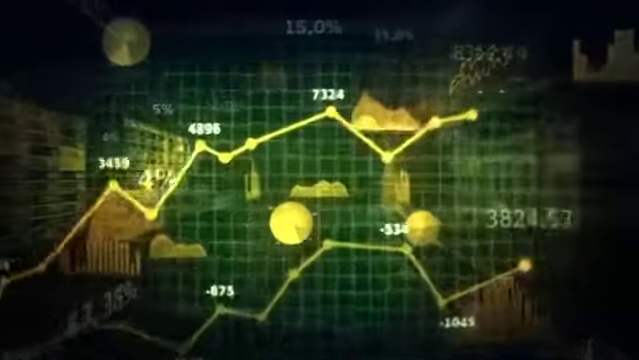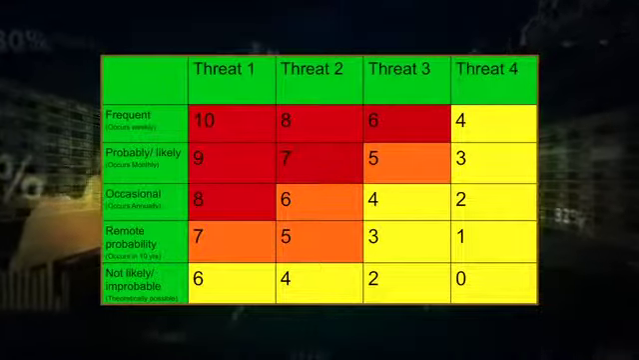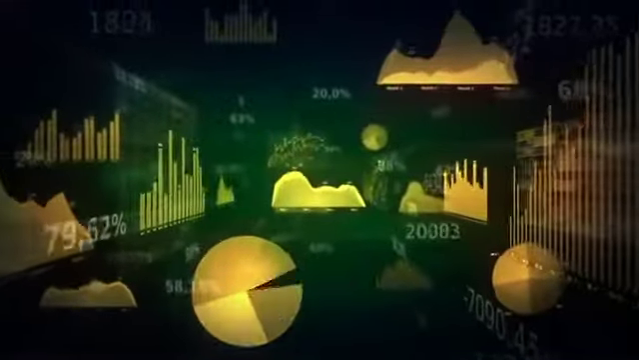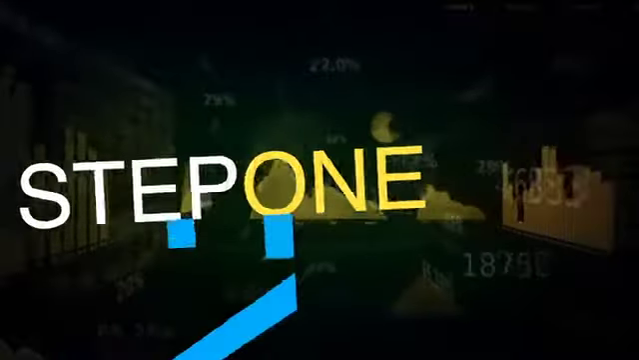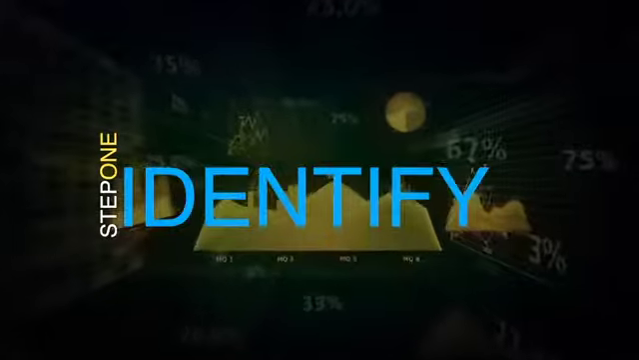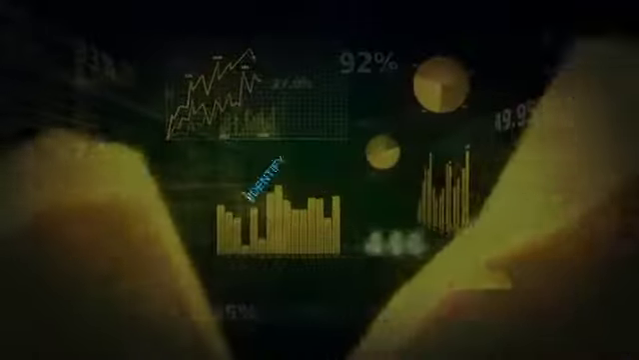We are going to learn how to use a matrix for risk assessment. So let's talk about the steps to risk assessments. Number one is identify. We want to identify areas of actual and potential risk.